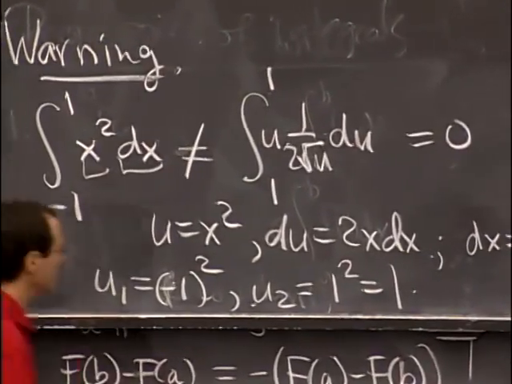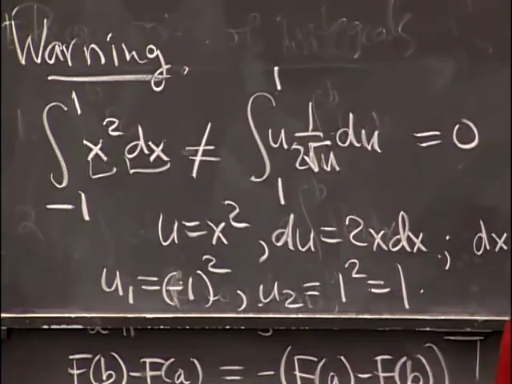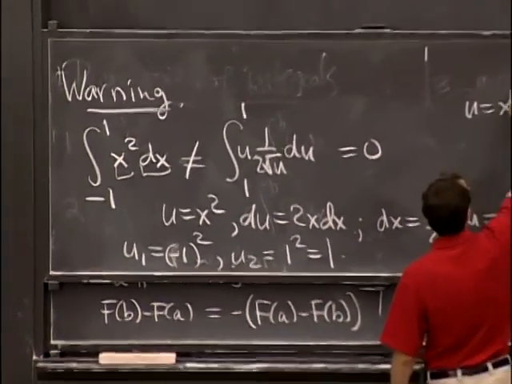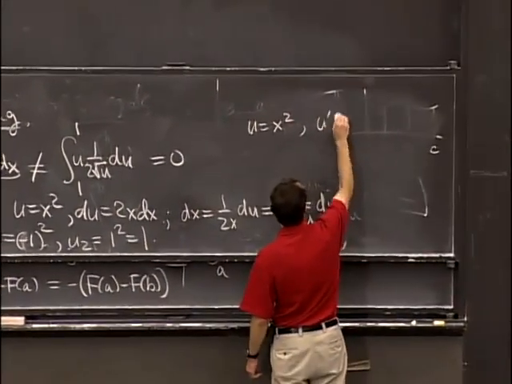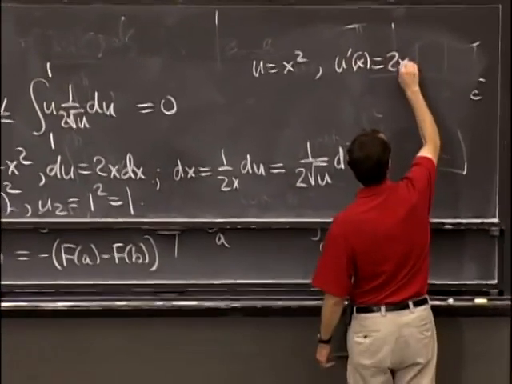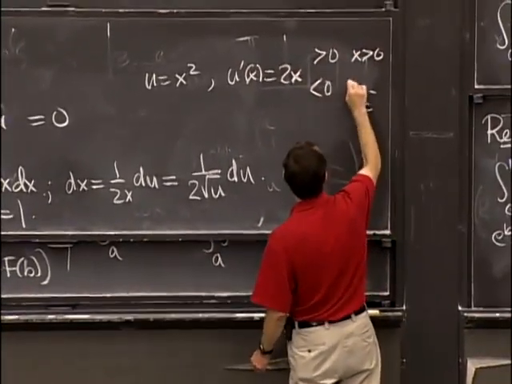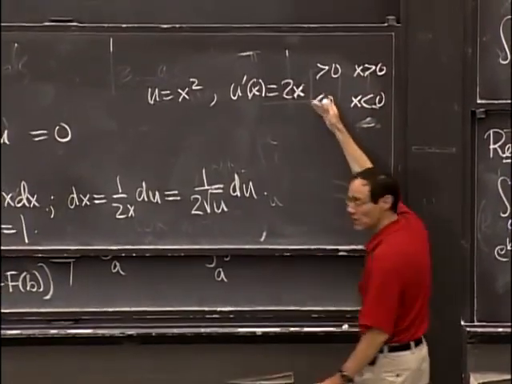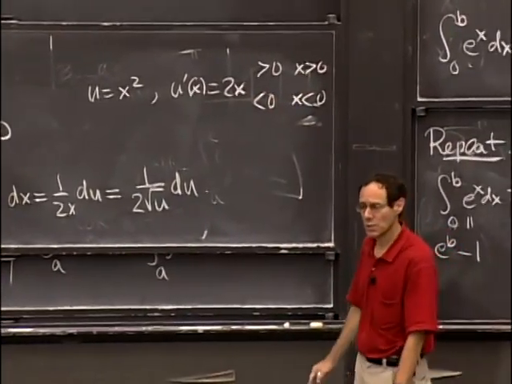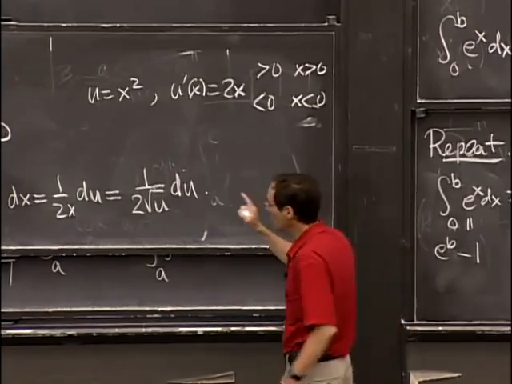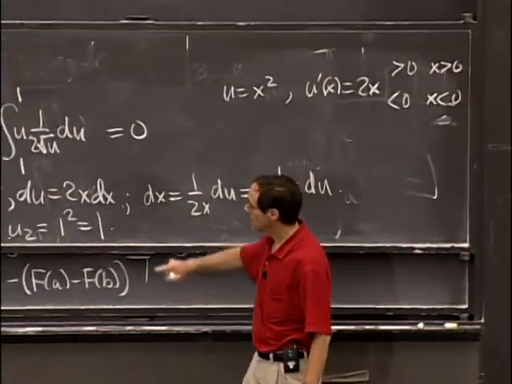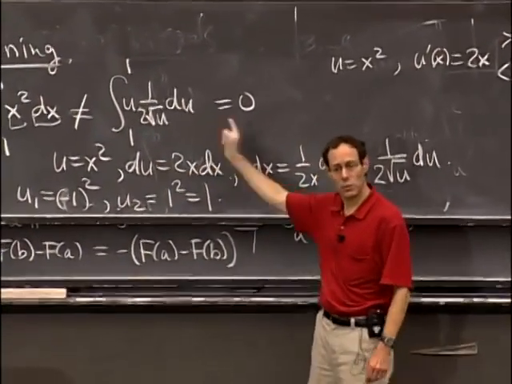And the reason is that u was equal to x squared, and u prime of x was equal to 2x, which was positive for x positive and negative for x negative. And this was the sign change which causes us trouble. If we break it up into its 2 halves, then it'll be okay, and you'll be able to use this.